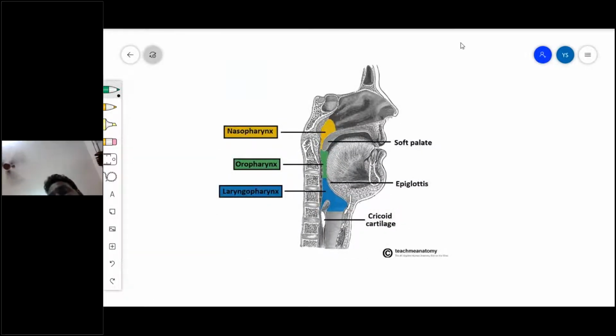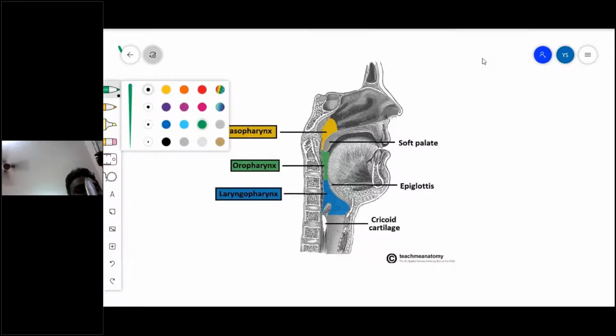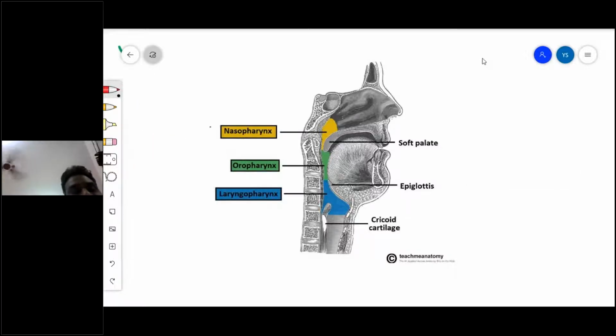If you see this interior of the pharynx, it is divided into three parts. Here, number one, nasopharynx. Number two, oropharynx, and number three, laryngopharynx. So in the interior, nasopharynx, oropharynx, laryngopharynx. We can see the three parts based on the relations with anterior communications.